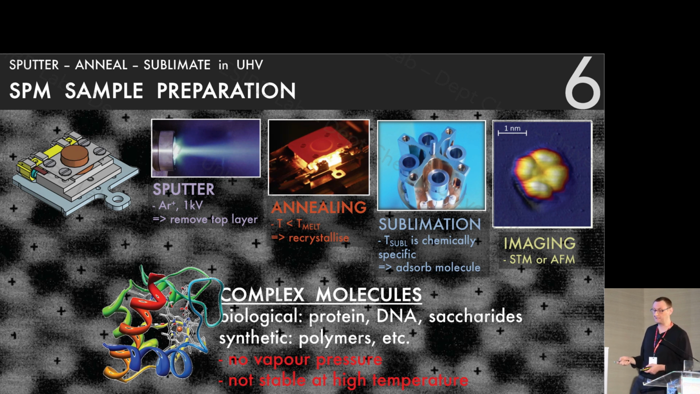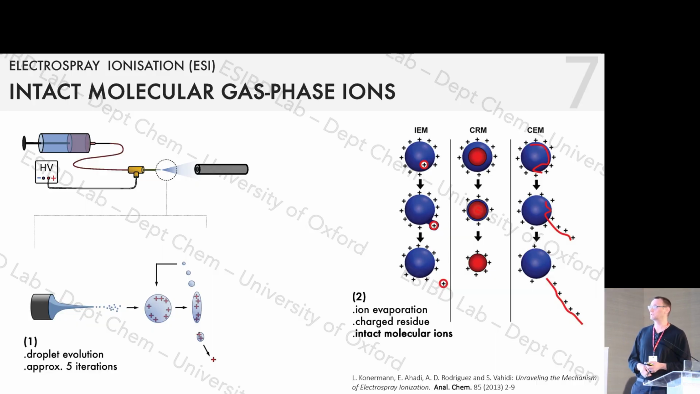And of course, it is clear when you then think of organic biological molecules, something more complex, you're stuck. Because these don't have vapor pressure, they are not stable at high temperatures. So with this methodology, we don't have a chance to bring them onto the surface. So what we resorted to was using another method that gives you intact molecular gas phase ions, or gas phase particles, which is electrospray ionization.